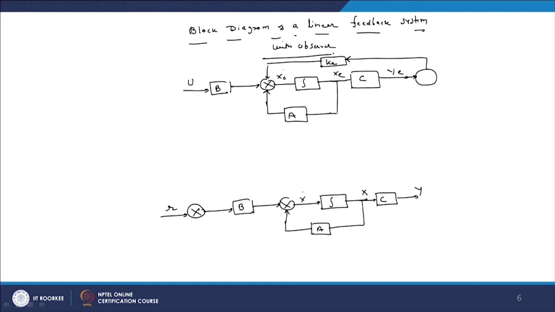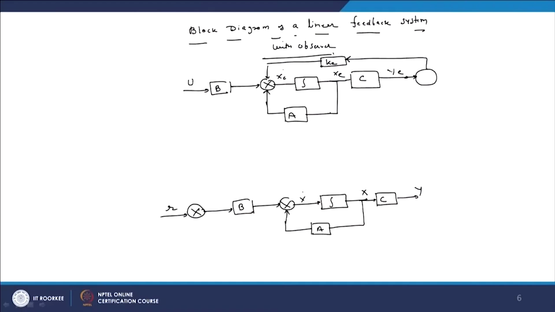Now here is xc. Here, the upper portion indicates the observer and the bottom portion indicates the system. Now what is the role of the observer? The observer basically estimates the state by reducing the error between the actual output of the system and the estimated output. Here the estimated output is ŷ. Now here is the actual output y.